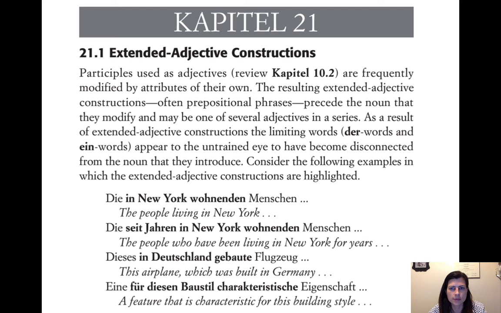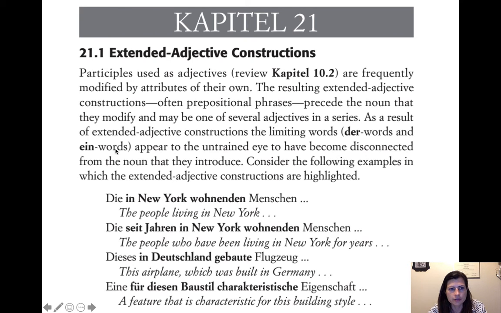Those were some simple examples, and then we can get to some more complicated ones. So when you have participles used as adjectives, this happens pretty often, and they can be modified further. So the resulting extended adjective constructions, we had several with prepositional phrases, right? The boiled in hot water. They come before the noun they modify, and may be one of several adjectives in a series. So you can add many different modifiers to give more details.